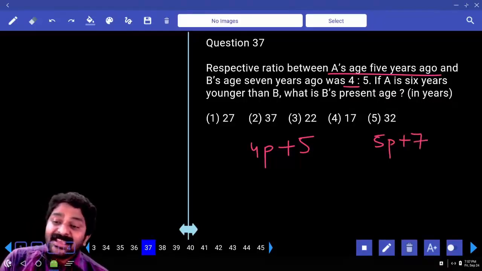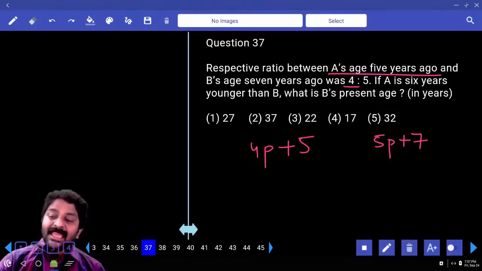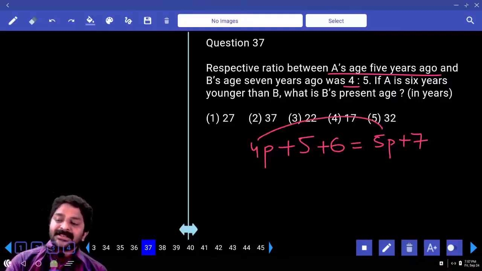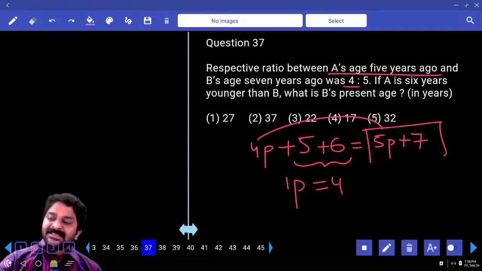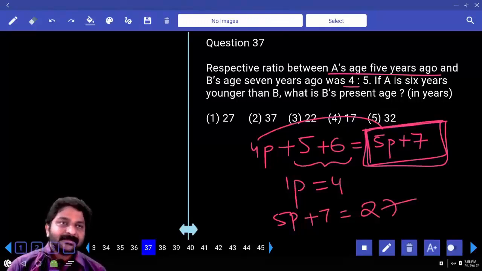Now A is 6 years younger than B. Then who is elder? B. How many years? Then A's age plus 6 years must be equal to B's age only. 4 parts, 5 parts, difference 1 part. Okay. Now left hand side 11 we have. Right hand side 7 comes to left hand side, which is equal to 4. Now you are asked to calculate B's age only. B's age in the sense of right hand side value: 5 parts plus 7 only. 5 parts is equal to 20, plus 7 is equal to 27. First option.